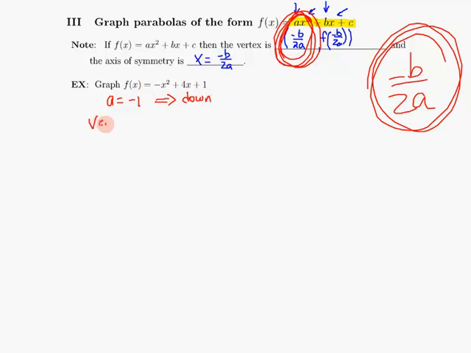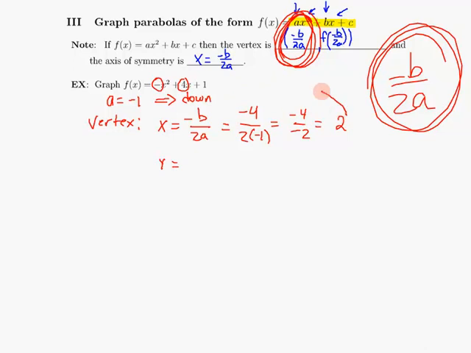Next thing you look for is the vertex. Okay, now there's no h and k in this form, so you're going to use x is equal to -b over 2a. That gives you -4 over 2 times -1, because the b is 4 and the a is -1, so you have -4 over -2, which is +2. Now how do you find the y part of the vertex? You plug the 2 back in. Plug the 2 into the equation.